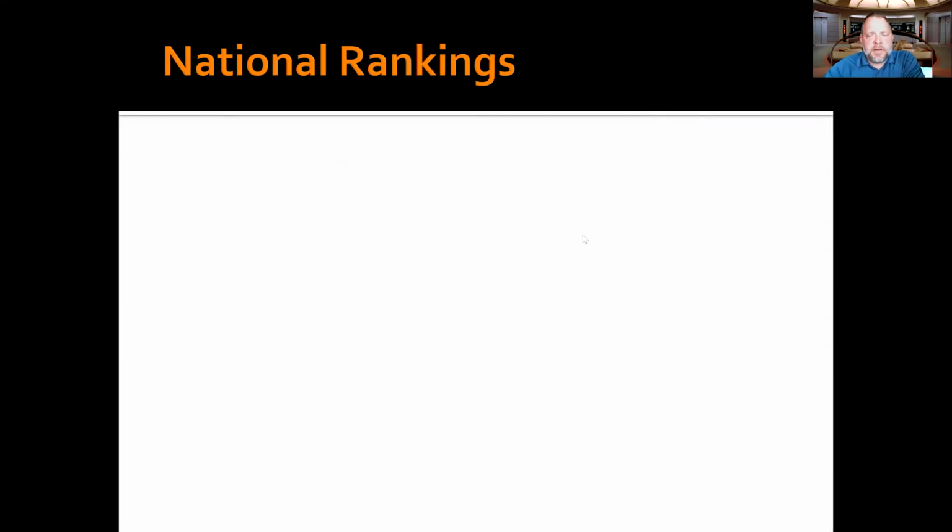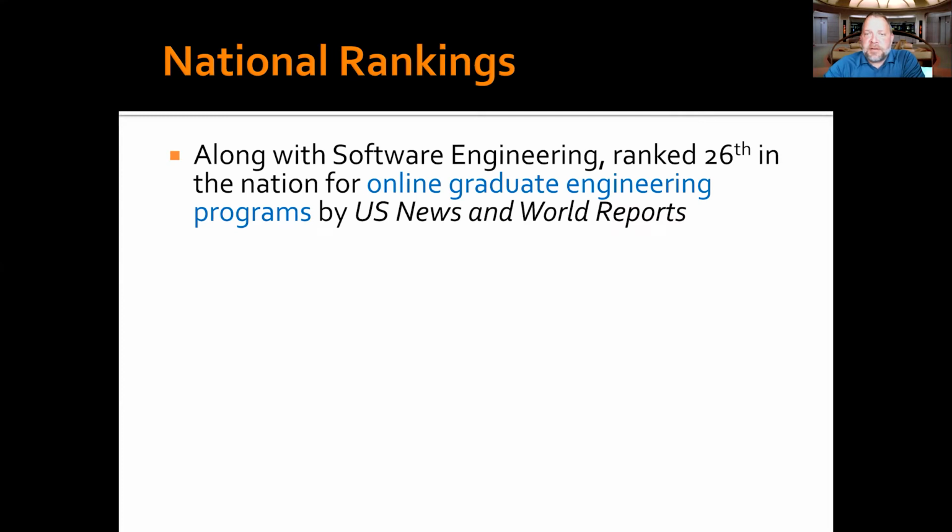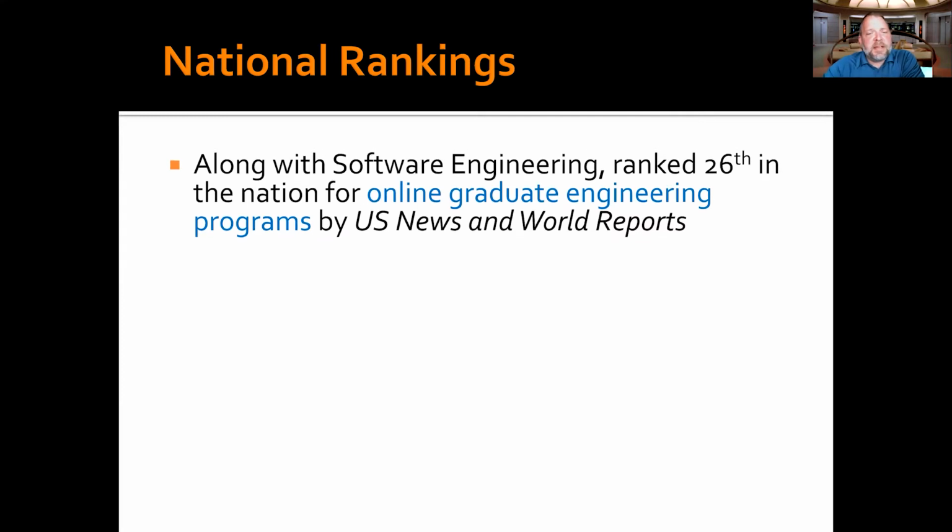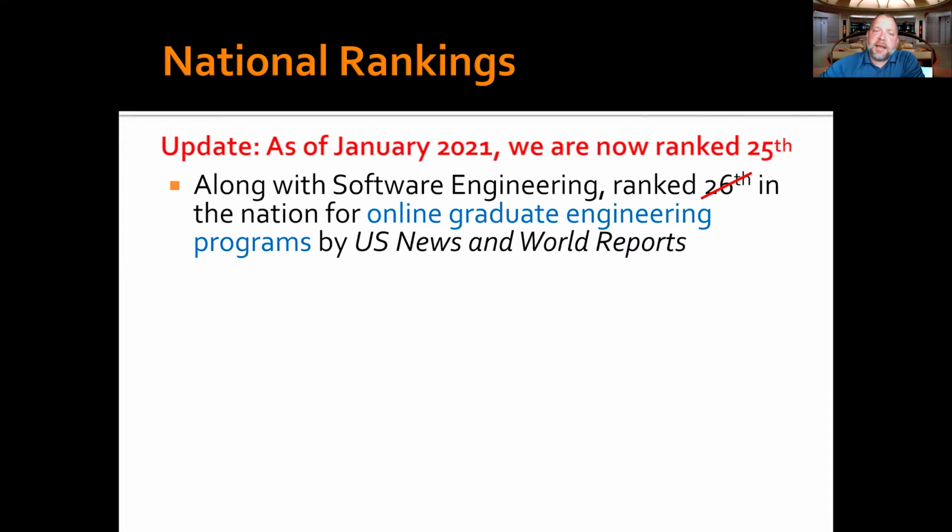All right, so we're going to talk a little bit about our national rankings. We'll talk about the program this way. Along with software engineering, because they just group all the engineering programs together, we're ranked 26th in the nation for online graduate engineering programs by U.S. News and World Reports. And that may seem like a number that's not something necessarily to brag about, but something we can brag about. 2 things, actually. We're first among schools without PhD programs.